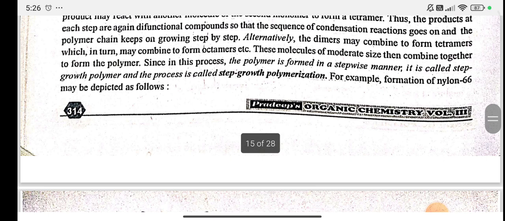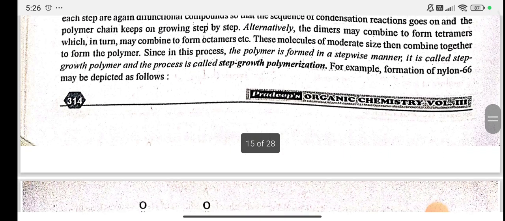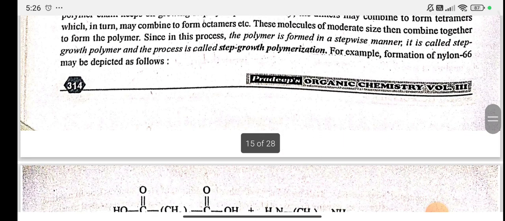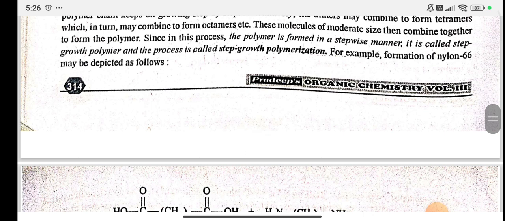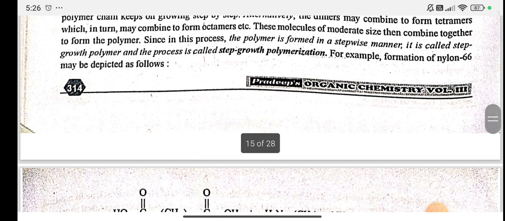Alternatively, the dimers may combine to form tetramers, which in turn may combine to form octamers, etc. These molecules of moderate size then combine together to form the polymer. Since in this process the polymer is formed in a stepwise manner, it is called step growth polymer, or the process is called step growth polymerization.